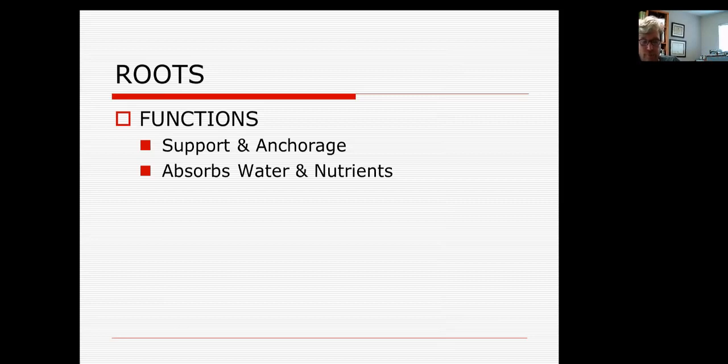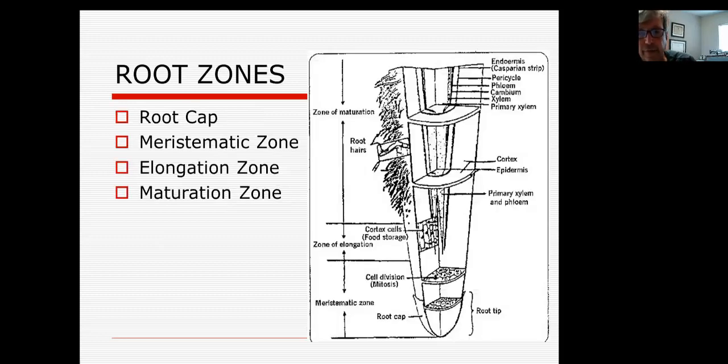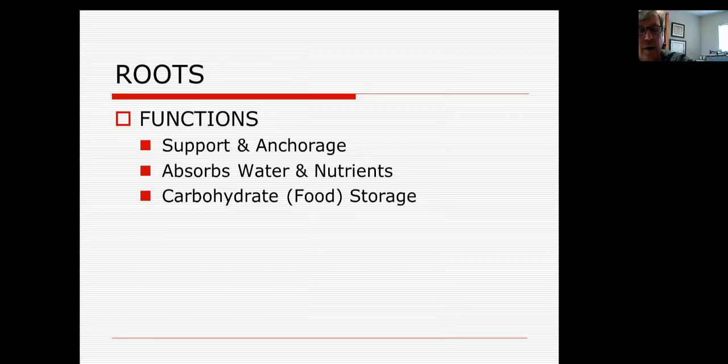Now it can help to cool them down, and there's a few plants that have adaptations that can absorb water in other ways, but most plants are absorbing water from the roots. And nutrients are dissolved in the water and they move up with the water. They also are there for food storage or carbohydrate storage, like that carrot or a turnip or something like that. Those are the main things that plants use the roots for.